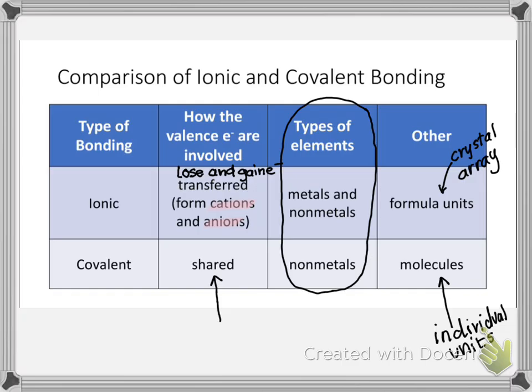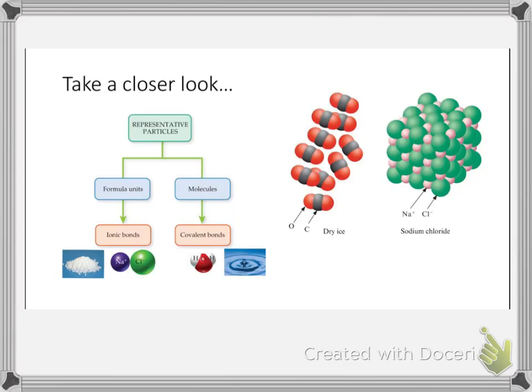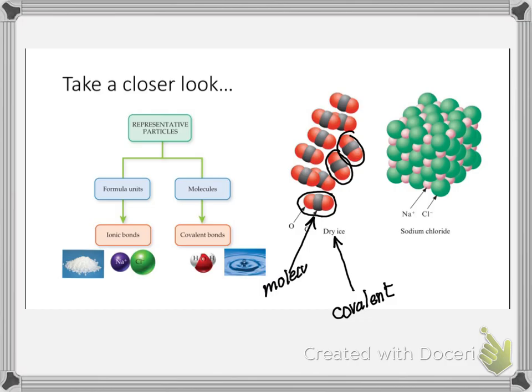I have an illustration. All right, so this is illustrating ionic and covalent. So right here, this dry ice, this is covalent. It's carbon dioxide. And do you see covalent bonds have molecules? Do you see how it just has little individual units of carbon dioxide? When they say molecule, that's what they're referring to.